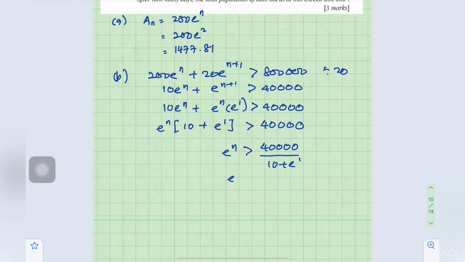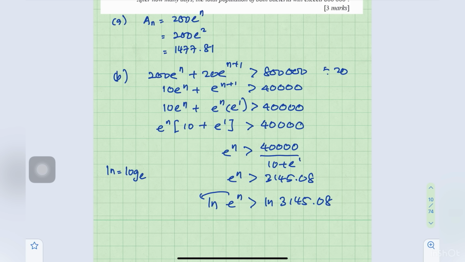Kita dapat e power of n more than 3145.08. Okay, so now we are going to find the value of n. So, kita kena ln kan both sides, sebab kita tahu ln actually log base e. So, ln kan both sides. Ln e power of n more than ln 3145.08. Barulah kita boleh turunkan n ni kan. N ln e more than ln 3145.08. Okay, ln e is 1.